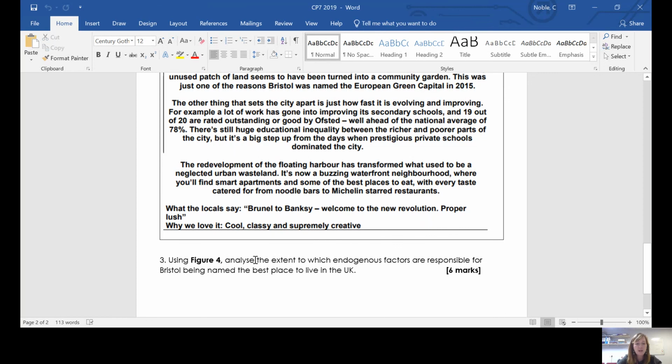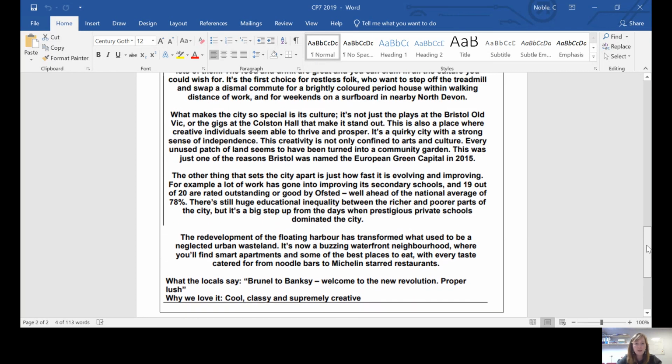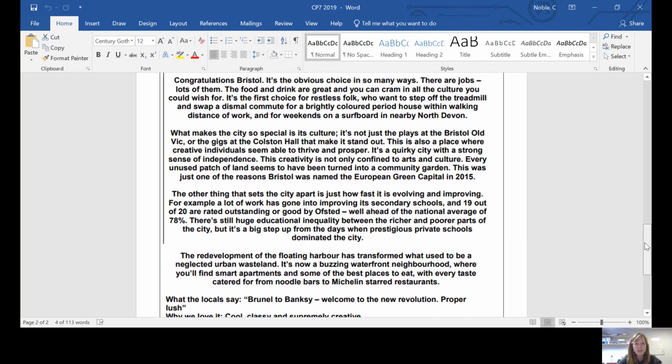The other really crucial thing here is it's asking you to analyse the extent to which endogenous factors are responsible. So in your answer, you're going to have to include some kind of balance. To some extent, endogenous factors are responsible. Don't forget, those are the factors within the place itself. So they are responsible for Bristol being named as the best place to live. There are quite a lot of examples such as the food and drink, the people that live there, and the green spaces that exist, for example.